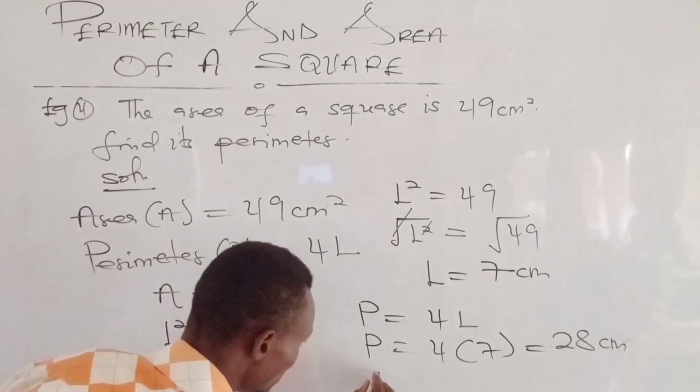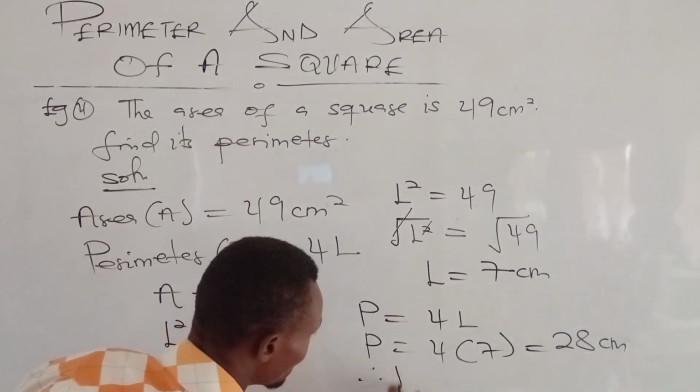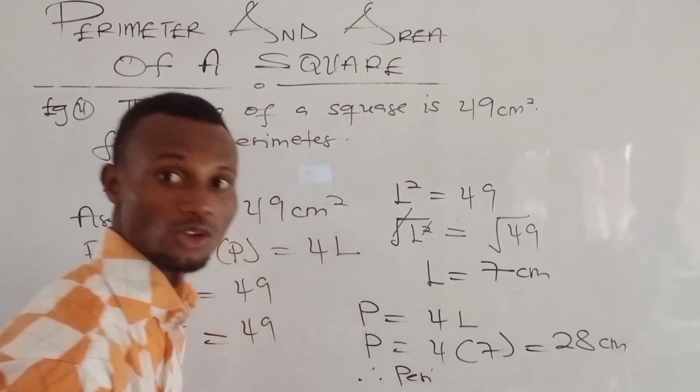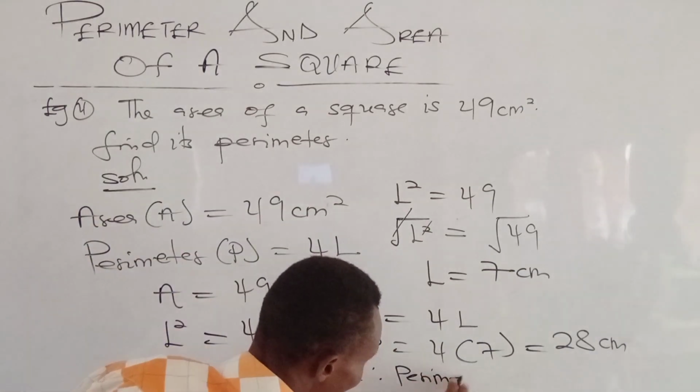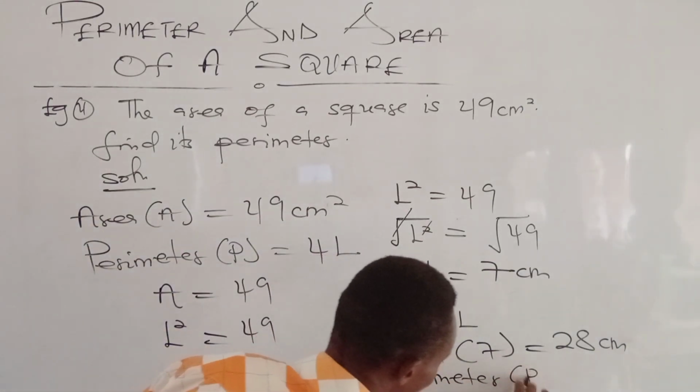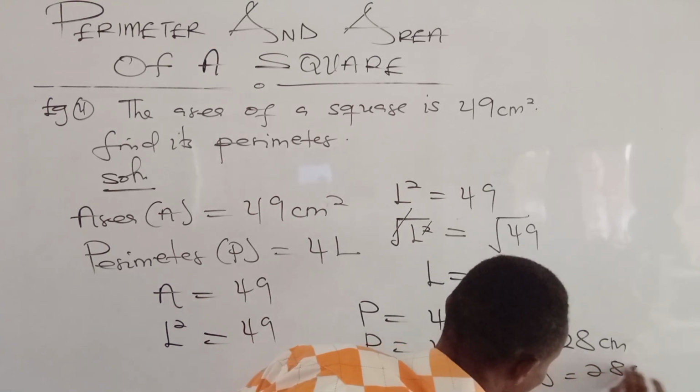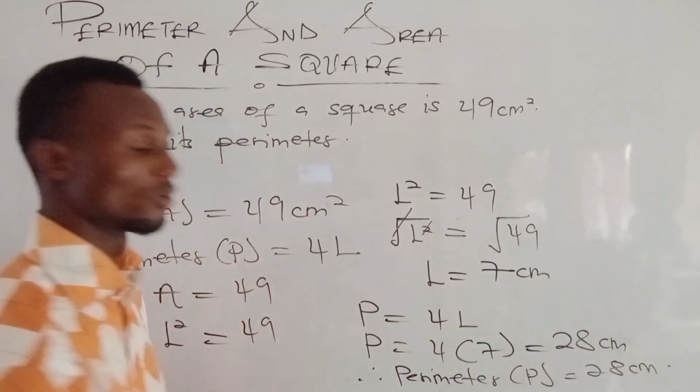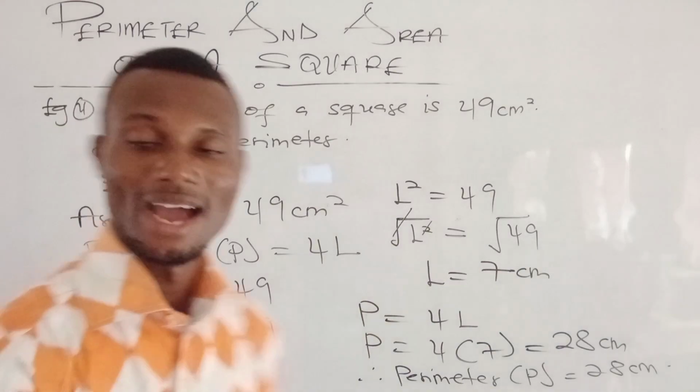So let me conclude from here. Therefore the perimeter, hope you can see, perimeter into bracket P equals 28 centimeters. So this is your final answer.